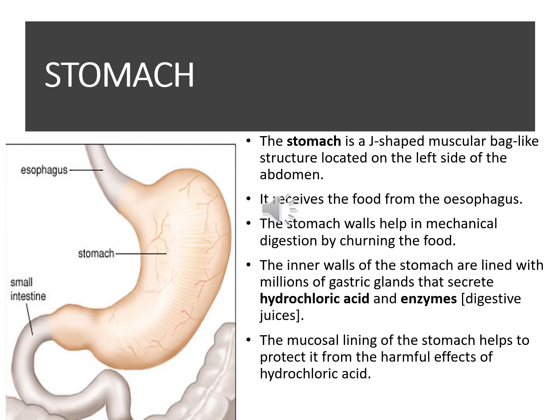The mucosal lining of the stomach helps to protect it from the harmful effects of hydrochloric acid. As acid is corrosive in nature, the stomach lining is mucosal in nature, which protects it from the harmful effects of the hydrochloric acid, that is the corrosive effect of the hydrochloric acid. The gastric glands, as they secrete enzymes, they also digest the food material. So digestion takes place in the stomach by the action of enzymes, which help in breaking down of the complex food particles into simpler forms.